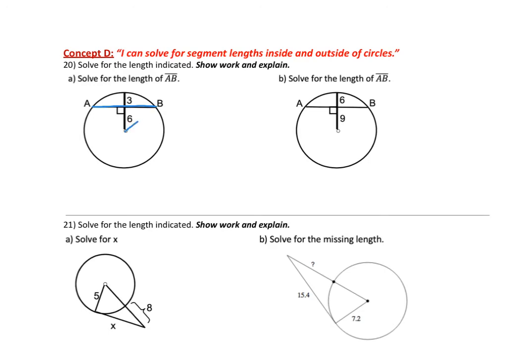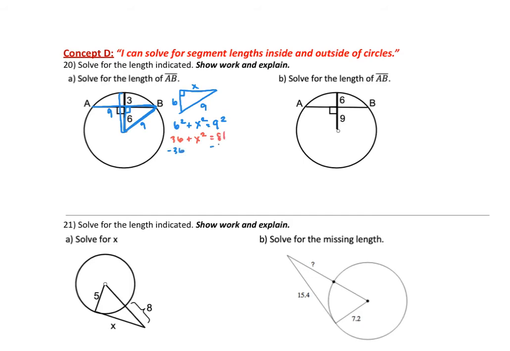So first of all, we need to draw in our triangle. So this is the triangle that we're dealing with, and it is a right triangle. And the hypotenuse of this right triangle is going to be the radius, which is 6 plus 3, which is 9. So my triangle looks something like this. So we're going to solve for x. So it's going to be 6 squared plus x squared equals 9 squared. So that's going to be 36 plus x squared equals 81.